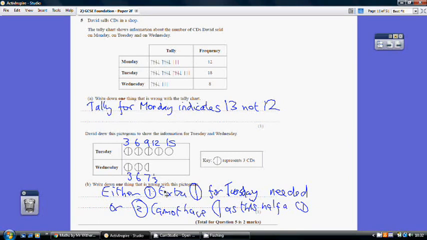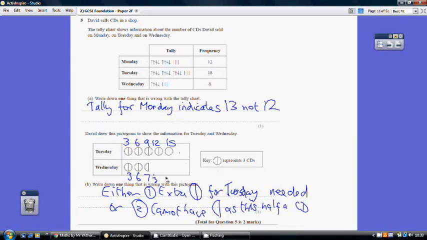Part B, write down one thing that is wrong with this pictogram. Well, we can either say that we needed an extra one of these for Tuesday, because for Tuesday we need to have 18. Each of these circles with a line through it counts for 3. So we've got 3, 6, 9, 12, 15. So we're missing an extra circle here for Tuesday.